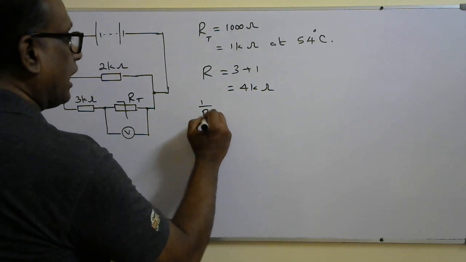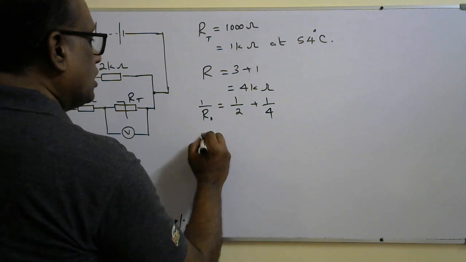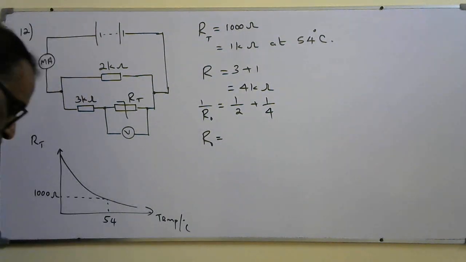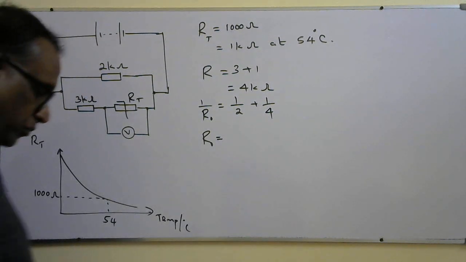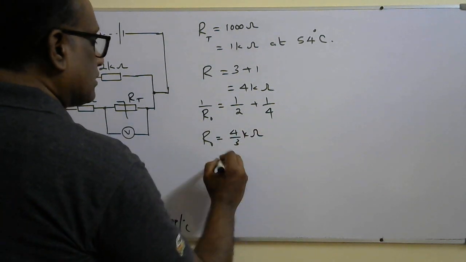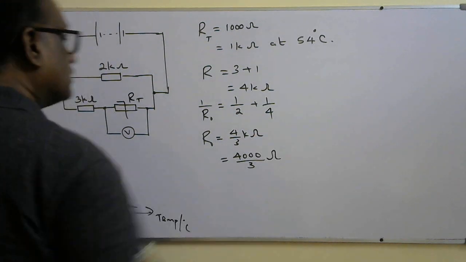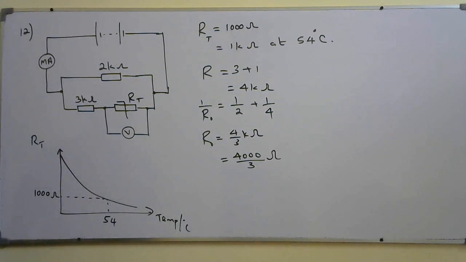So 1 over R naught equals 1 over 2 plus 1 over 4. So R naught will be equal to 4 by 3, that is 4 by 3 kilo ohm, that is 4000 over 3 ohms. The question is to find the milliammeter reading.